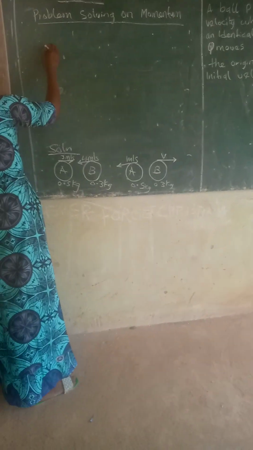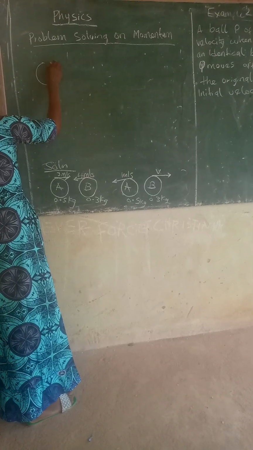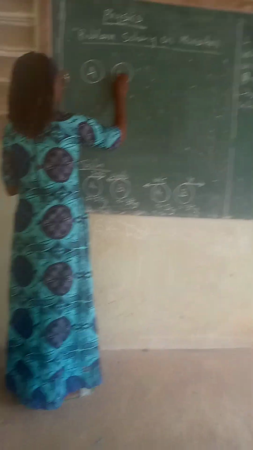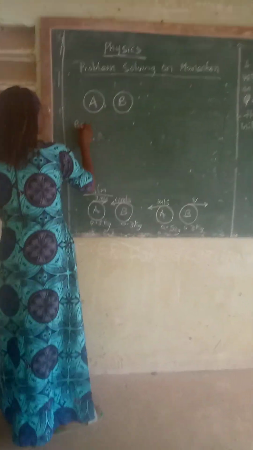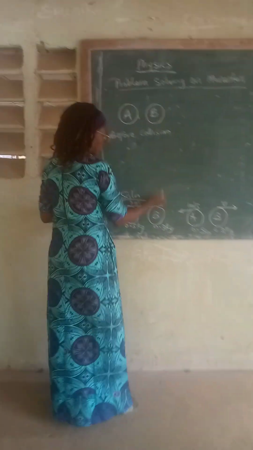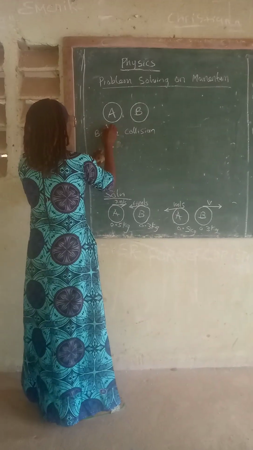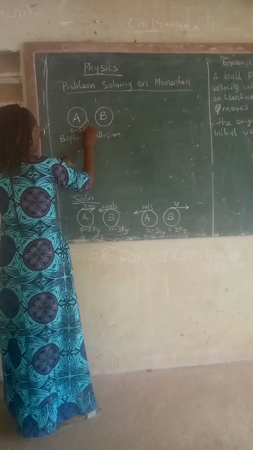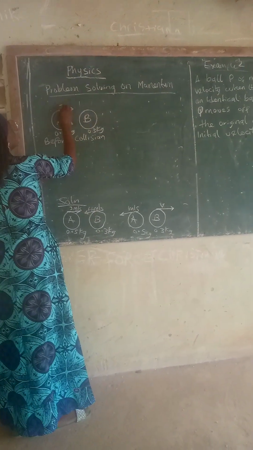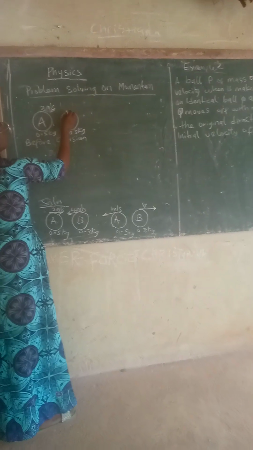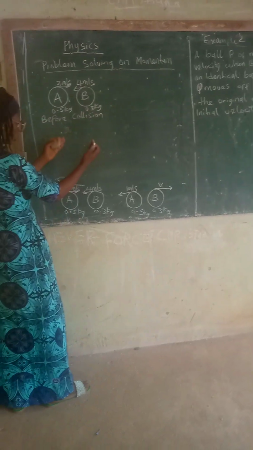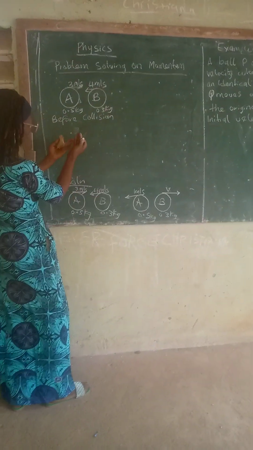So I will draw this again. Since we already have the information diagrammatically, we can solve. This is before collision. I'm only transferring this information here so you can see it clearly. So we have 0.5 kg, 0.3 kg, this is 3 meters per second, and this is 4 meters per second, before collision. I think I've been able to transfer all the information.